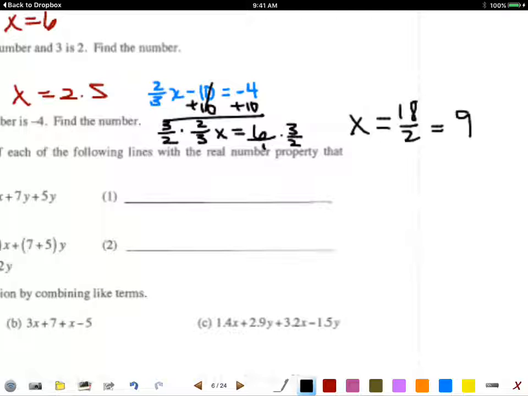Did we get 9? I didn't simplify right here. That would have been smarter, but I was kind of running out of room.